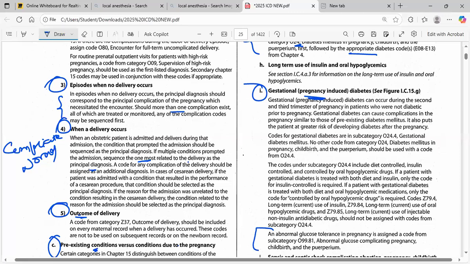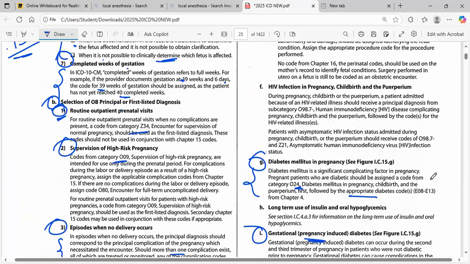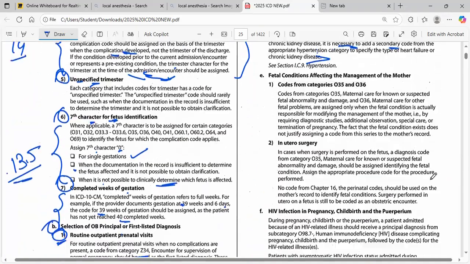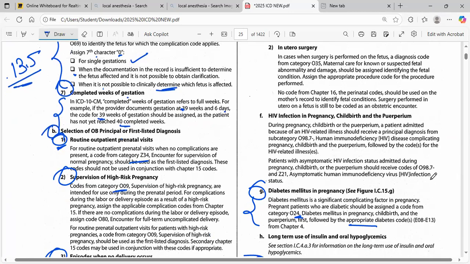Next, we have abnormal glucose tolerance in pregnancy. So the patient is unable to tolerate the glucose level. That is not diabetes as such, but there is an abnormal glucose level during the pregnancy. In that case, you are going to use O99.81. I have skipped the guideline number E. We will do that a little later.